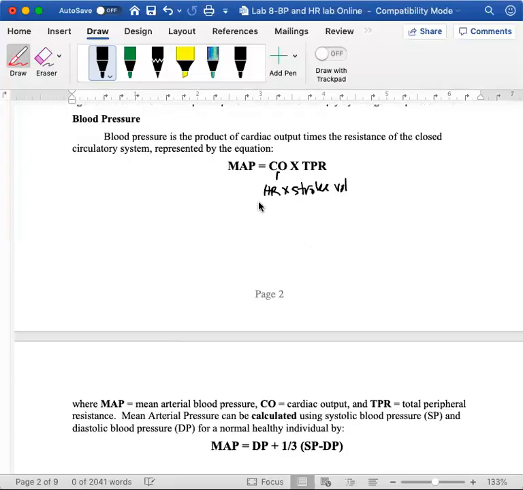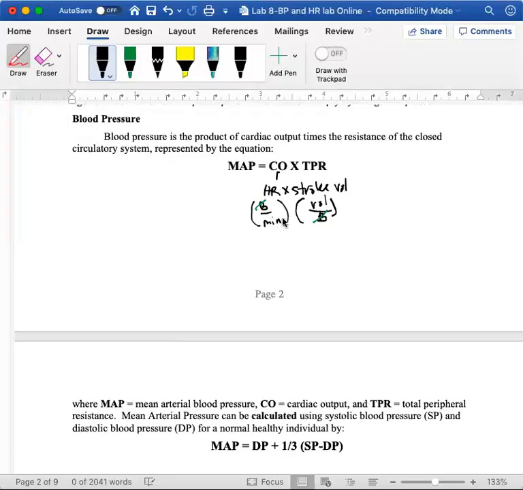Heart rate is in beats per minute. And then stroke volume is volume ejected from that left ventricle per contraction of that left ventricle. So how much blood is that left ventricle kicking out per beat? If you look at this mathematically, what can you cancel out? You can cancel out beats, right? So what do we have for cardiac output?